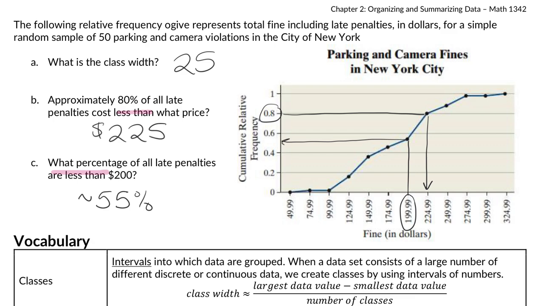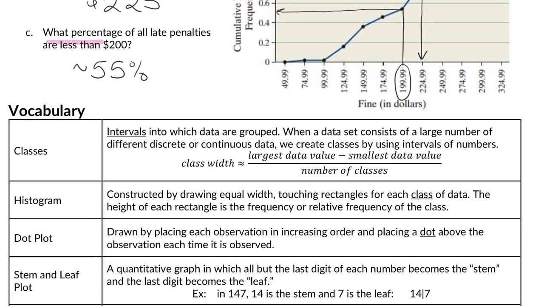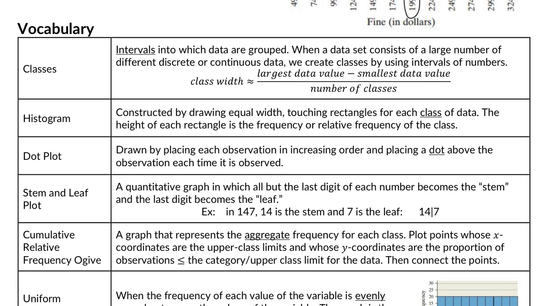A quick discussion on official vocabulary here. We've already been using them, but for them to all be officially defined. Classes are the intervals into which data are grouped. When data consists of a large number of different discrete or continuous values, you want to organize them by classes so you don't have 1,000 bar graphs.